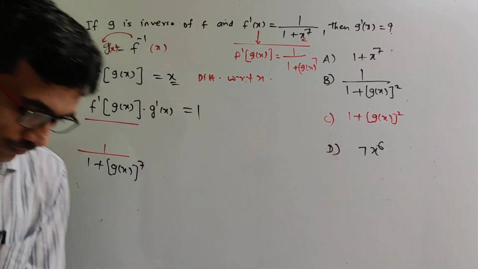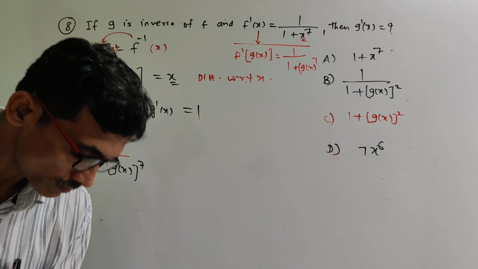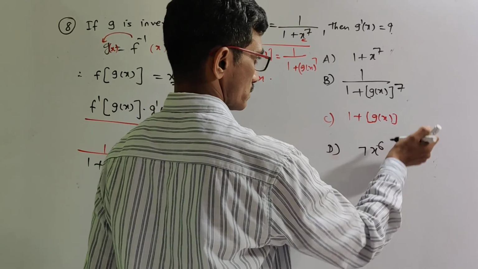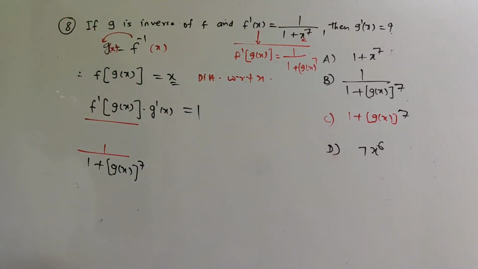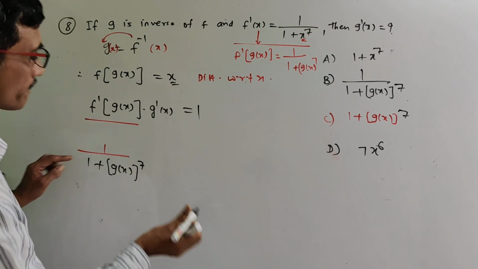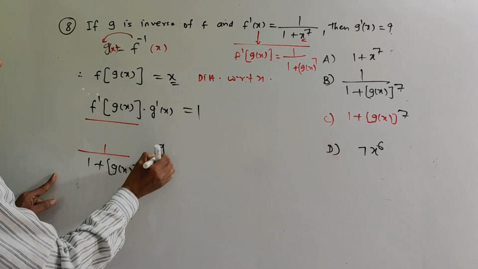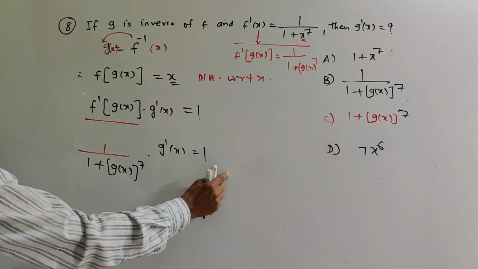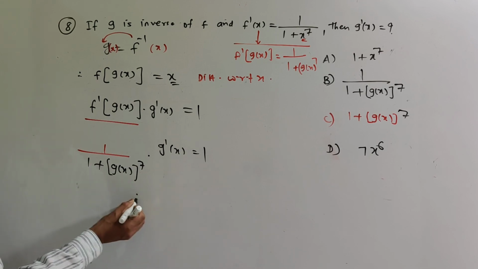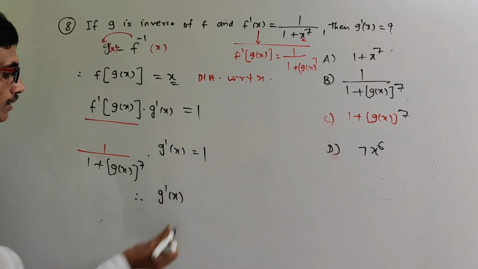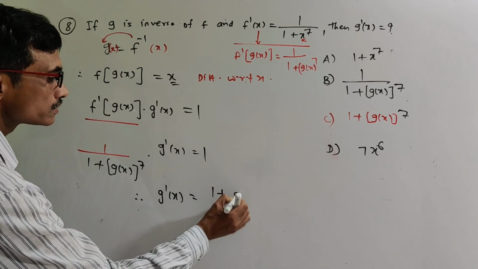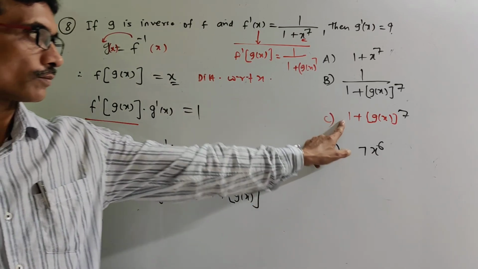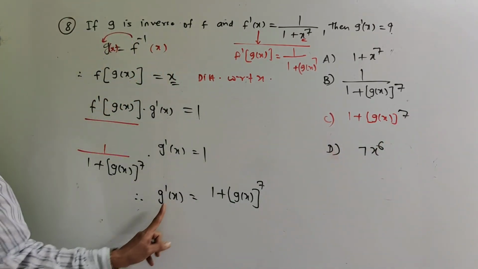So it is 1 upon 1 plus g of x whole raised to power 7, and this is g dash of x. So g dash of x is equal to 1. Simply we'll take the cross multiplication. Therefore g dash of x will be equal to 1 plus g of x whole raised to power 7, which is there in C option.